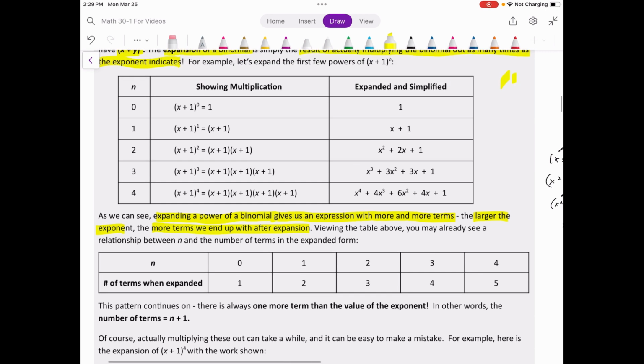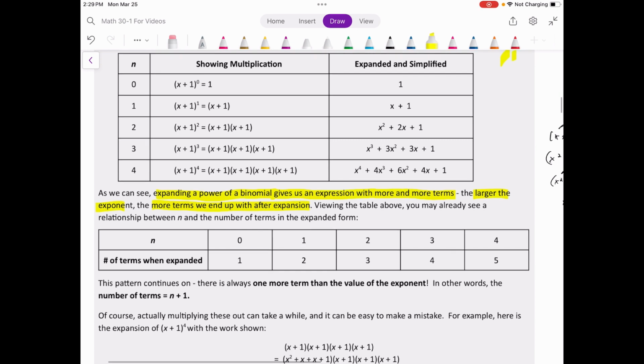Now, viewing this table above, you might even already be noticing a bit of a pattern going on between n and the number of terms. Take a look here. When n was 0, we end up with 1 term, just the constant term. When n is 1, we end up with 2 terms. They're actually the same 2 terms we had in the original binomial because we just raised it to the power of 1. When n was 2, we got 3 terms. When n was 3, we got 1, 2, 3, 4 terms. When n was 4, we got 1, 2, 3, 4, 5 terms.